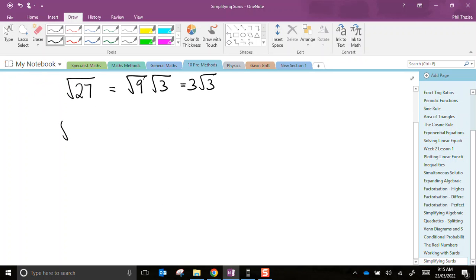Let's do something a little more challenging this time. What if we had the square root of 288? Now, I would like to be able to write this as two factors. Two numbers multiply to equal 288, and importantly, I want one of them to be a perfect square. Now, you might not see it straight away.